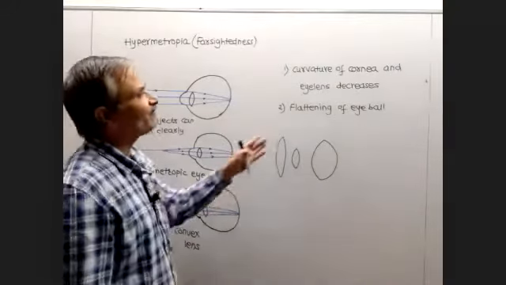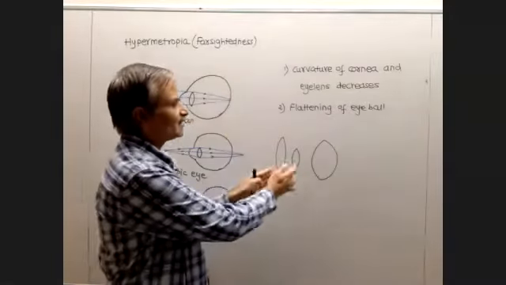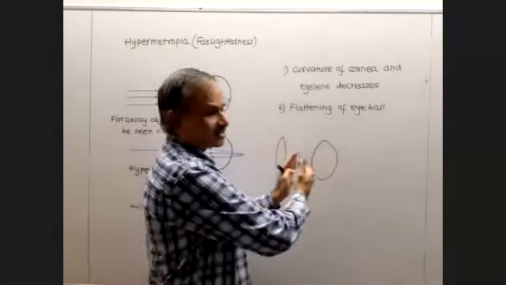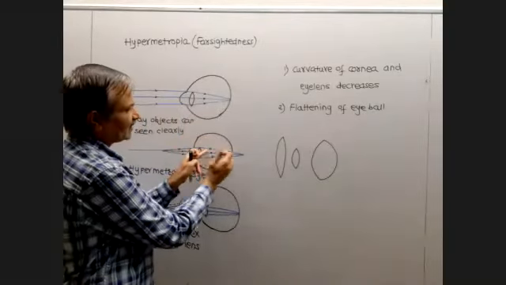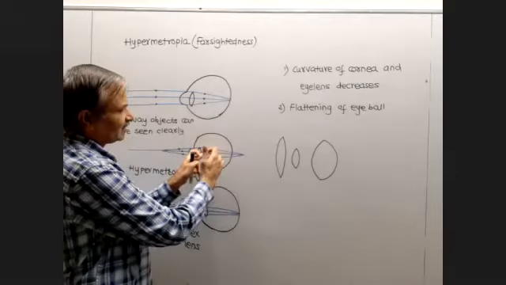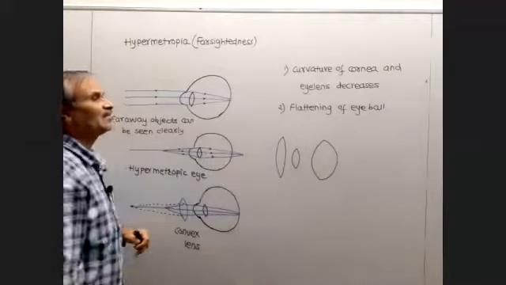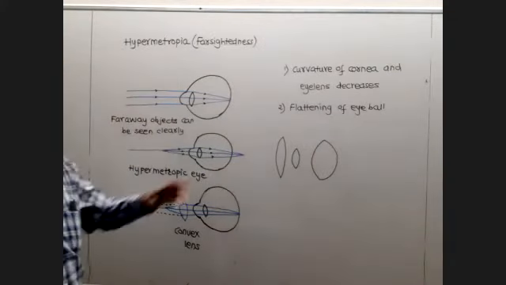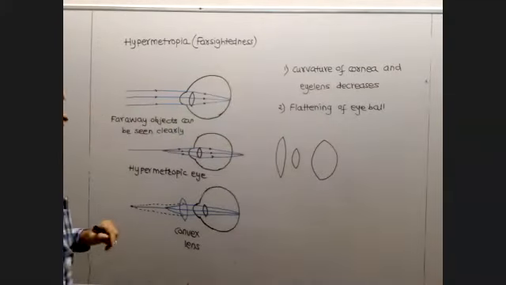Second, because of the flattening of the eyeball. Flattening means what? Suppose this is normal size of the eyeball, then it flattens. Since it flattens, this will take a lot of space here. So that is why this distance decreases. So that is why they will fall at the usual distance. That is this. So that is why they will again fall beyond the retina. Either one of these or both reasons are possible for hypermetropia.